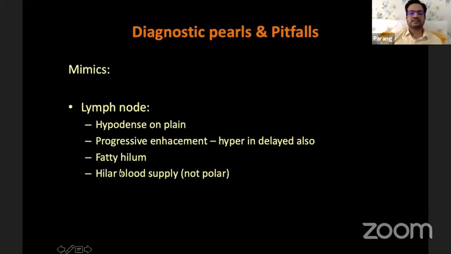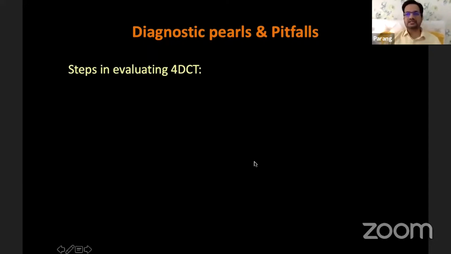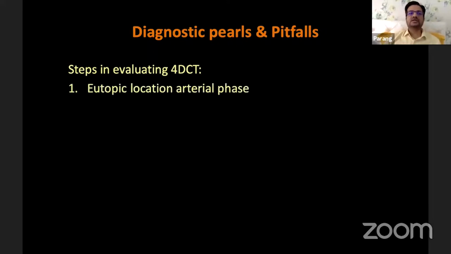And also additional characteristics of lymph node, like fatty hilum and a hilar blood supply rather than polar, that we discussed, can help you differentiate them. So when you see a 4D CT, how should you be systematically looking at the scan to first ensure you pick up a lesion, secondly, you don't miss multiglandular disease, and third, you don't make a false positive diagnosis? First you look at the arterial phase, because like I said, there will be arterial hyperenhancement, which will make them more conspicuous than any other phase. So first scan should be the arterial phase.